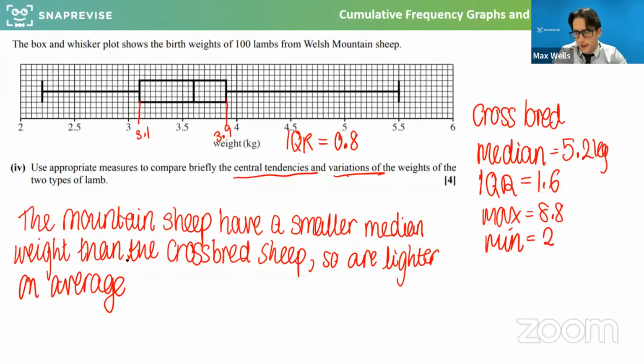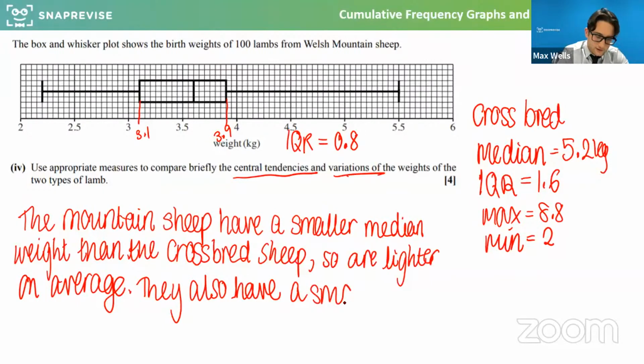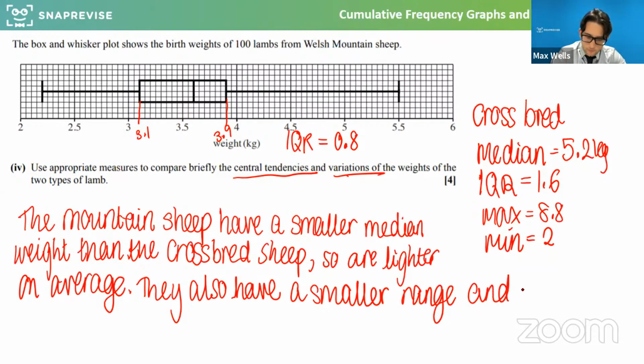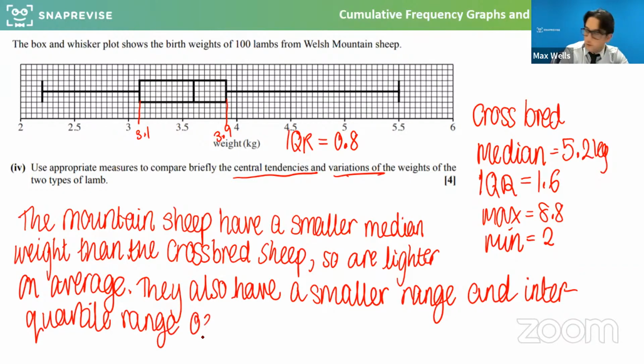And then the other thing we're going to compare is that they also have a smaller range. And this sort of being able to compare the variance or the spread and the measure of central tendency is really important. So you've kind of discovered, you've talked about or commented on two very different things. So they also have a smaller range and interquartile range of weights. So that's to do with the spread.